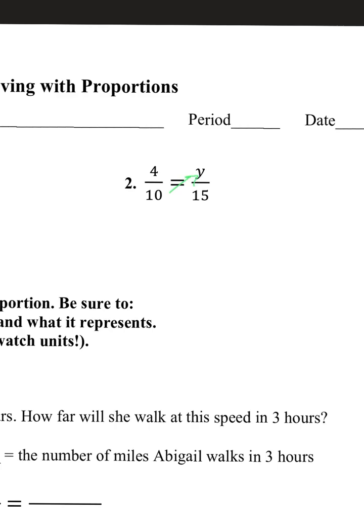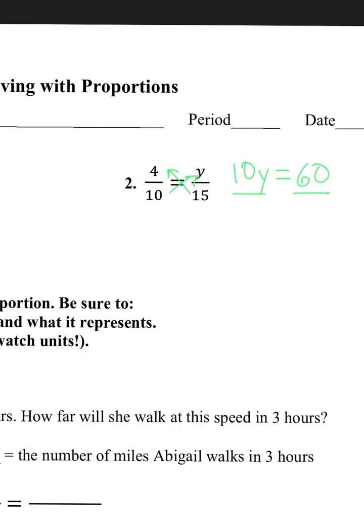So 10 times y is 10y. And then we've got 15 times 4, and 15 times 4 is 60. Now again, I am bald, but I am not perfect, so make sure that you guys are following along and paying attention, and if I make a mistake, let me know.